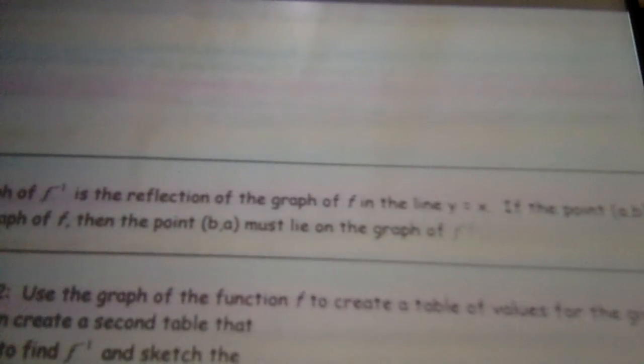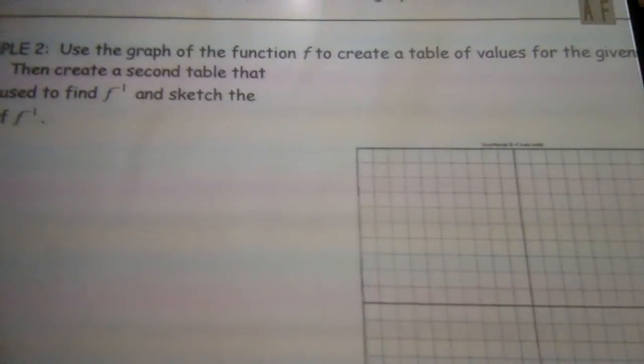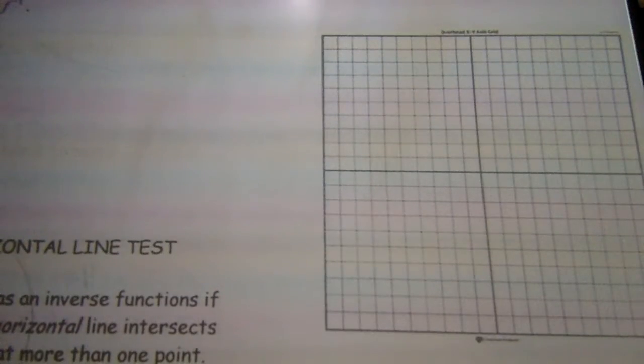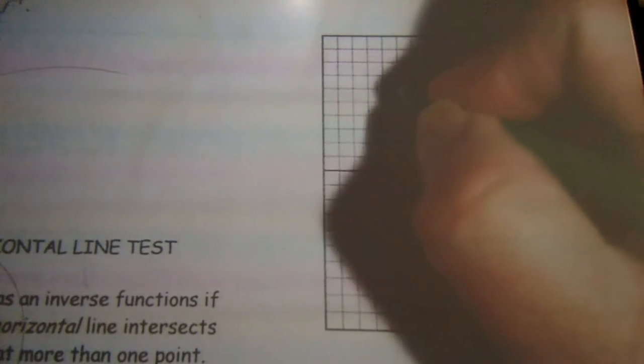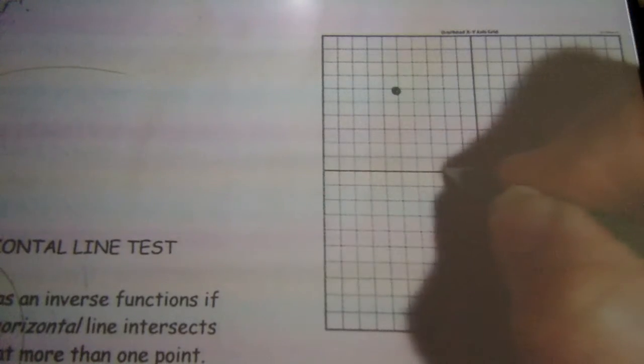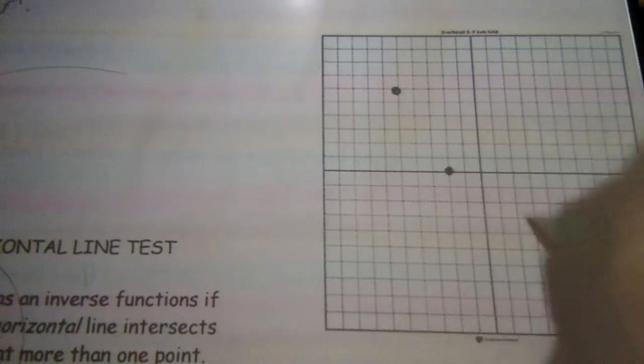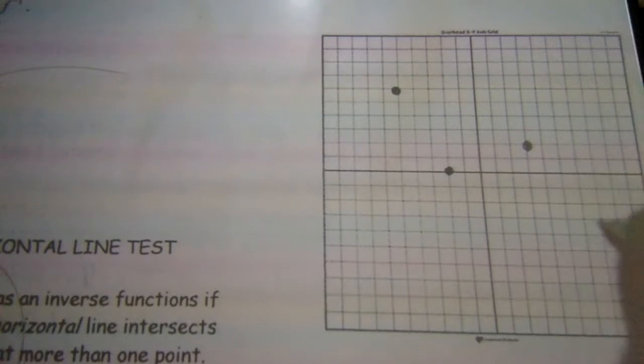Example 2. Use the graph of the function f to create a table of values for the given points, then create a second. So the table, well, I don't have the graph here. Do you guys have a graph? No. Well, let's make one. Who cares what it is? Let's go here, here. Let's go here and here.